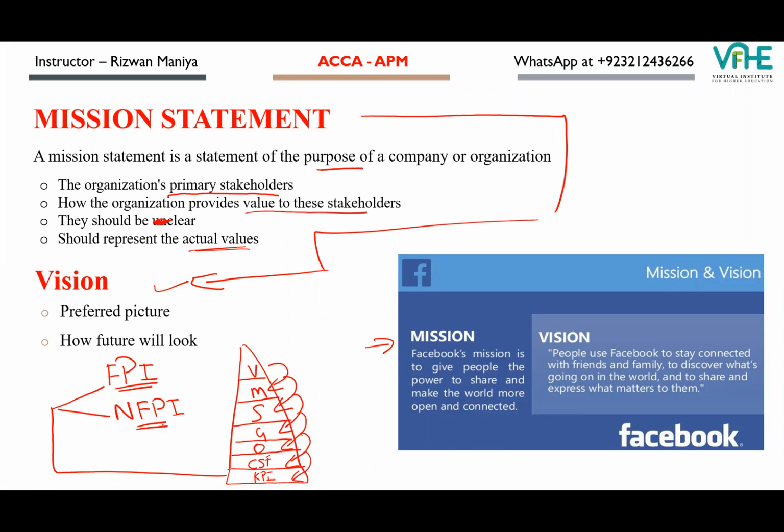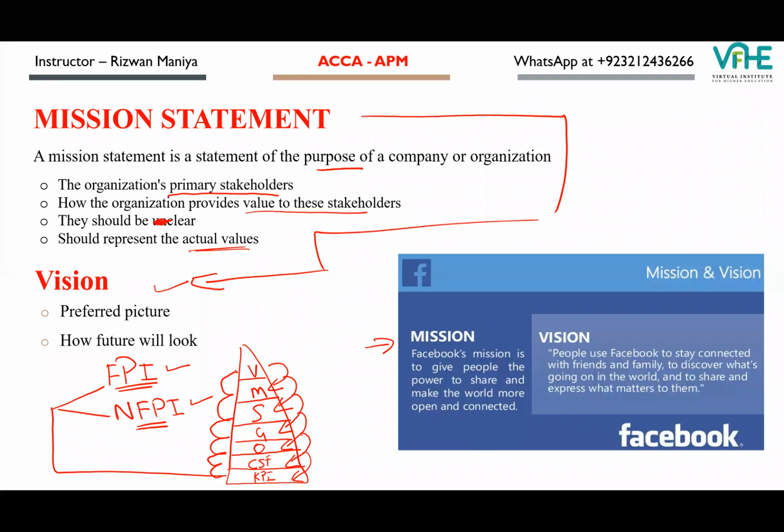So if you just follow the approach of this performance hierarchy, and if you ensure that you achieve your non-financial indicators and financial indicators, it means that you are achieving your CSFs, which means you are achieving your objectives, which means you're achieving your goals, which means you're achieving strategy, which means you're achieving the mission and ultimately the vision. So this is the performance hierarchy.